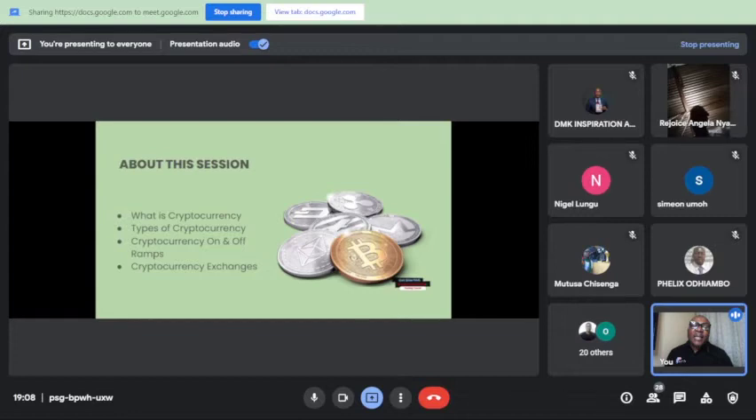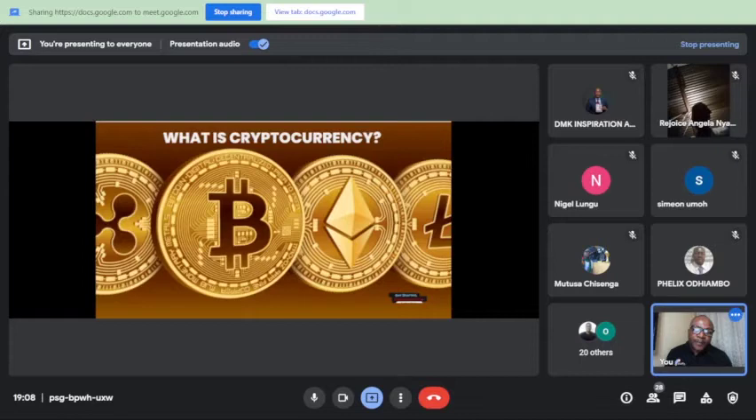So what is cryptocurrency? Let us look at the definition of cryptocurrency. Cryptocurrency, or crypto, is a digital asset designed to work as a medium of exchange where an individual's coin ownership records can be stored on a blockchain ledger using strong cryptography to secure transactions, to control the creation of additional coins, and to verify the transfer of coin ownership.